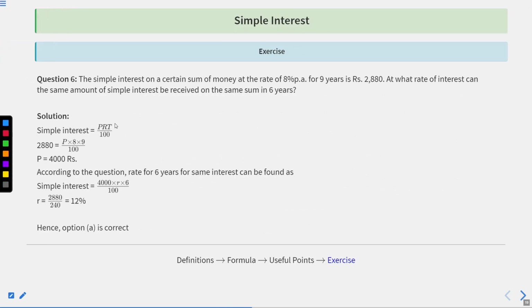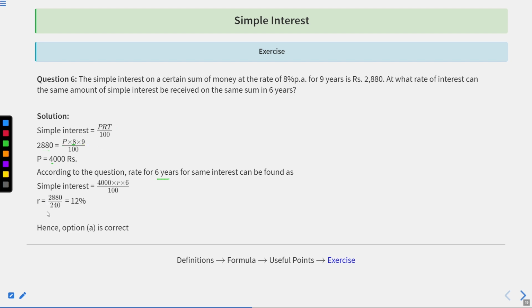So the solution: simple interest is principal into rate into time upon 100, and simple interest is given to be 2,880. The principal amount is unknown, rate is 8 and time is 9. So P will be equal to 4,000 rupees. So according to the question, the rate for 6 years for the same interest can be found as simple interest equal to 4,000 into R into 6 upon 100.